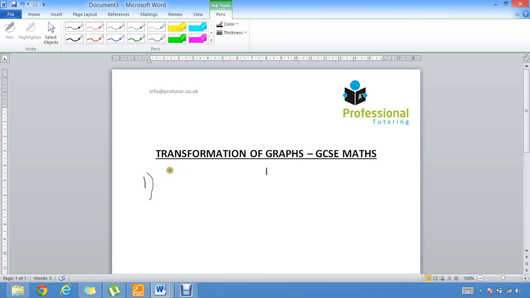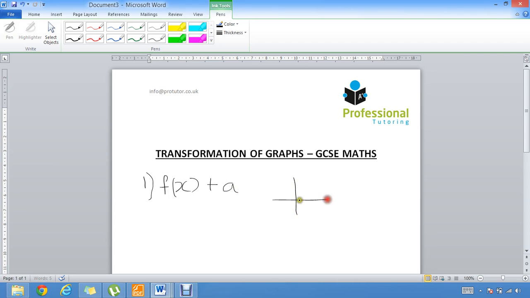Now the first rule we're going to look at is if you have a function, f of x, meaning function of x. They'll give you a graph with a function. Now if you have plus a, what that means is that your graph will move up the y-axis by whatever a is.